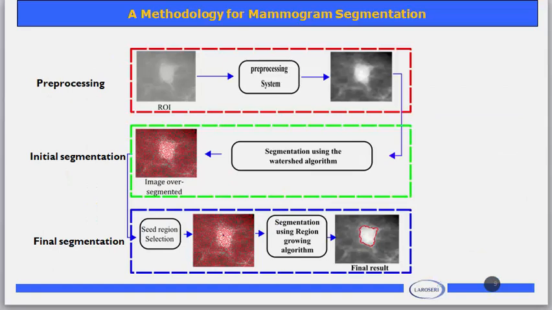Now, our method suggests a mass segmentation approach using both the regions of interest in the mammogram and region growing. Next, the raw image contains useful information about a suspicious and very specific area of the image. The method is based on the watershed transform algorithm and the region growing algorithm. Our method consists of the following steps. First, pre-treatment, then initial segmentation, and finally, final segmentation.